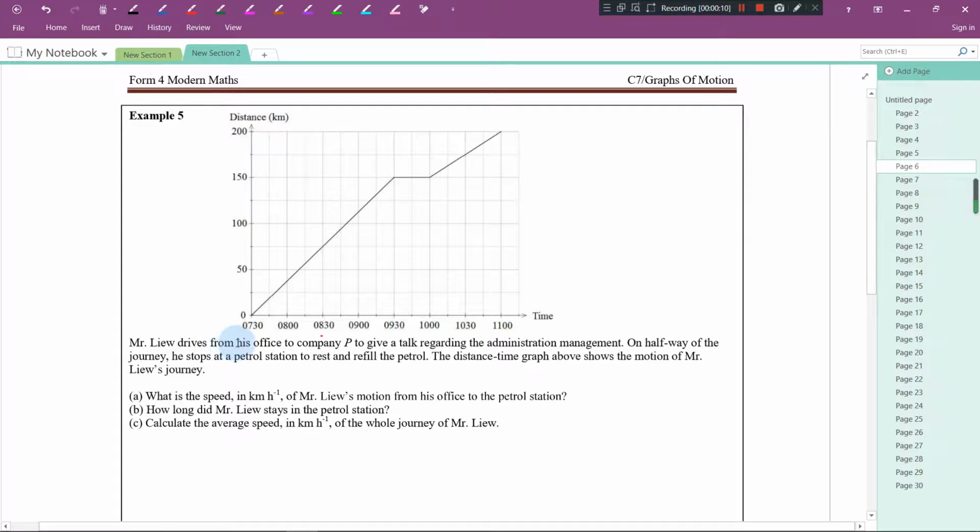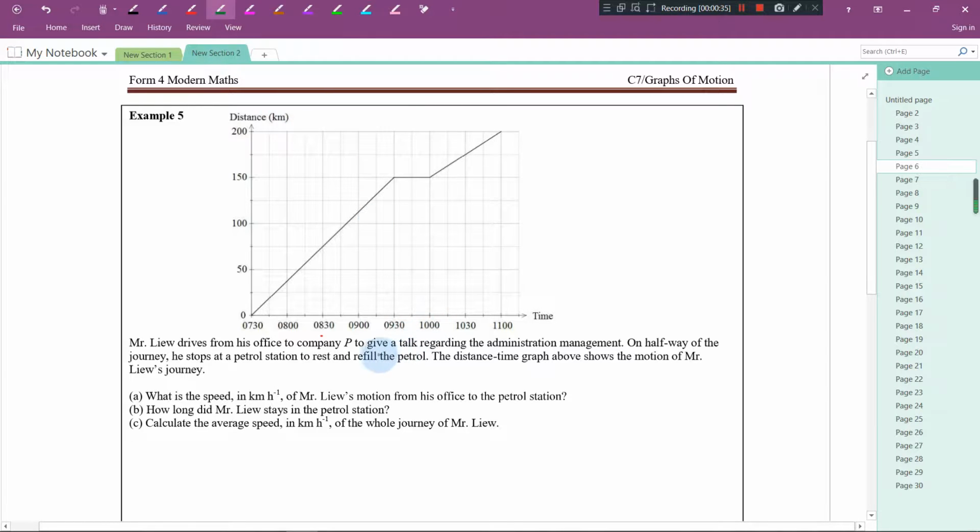Mr. Liu drives from his office to company P to give a talk regarding the administration management. Halfway through the journey, he stopped at a petrol station to rest and refuel the petrol. The distance time graph shows the motion of Mr. Liu's journey.